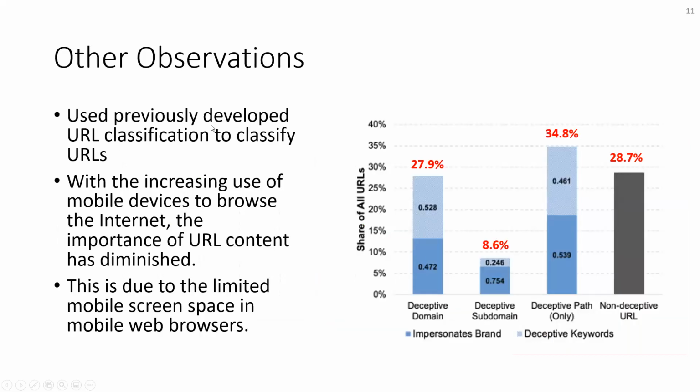Okay, so other observations. They use a previously developed URL classification to classify the URLs. This is basically a graph showing that the majority of the URLs they analyzed utilize only a deceptive path, the next is deceptive domain, and lastly deceptive subdomain. And roughly a quarter actually utilizes non-deceptive URLs. With this, they said that with the increasing use of mobile devices to browse the internet, the importance of URL content has diminished, due to the limited screen space in mobile web browsers. This is just an insight that they observed.